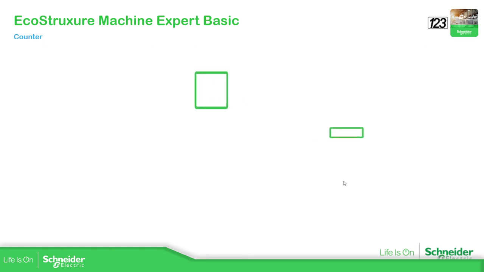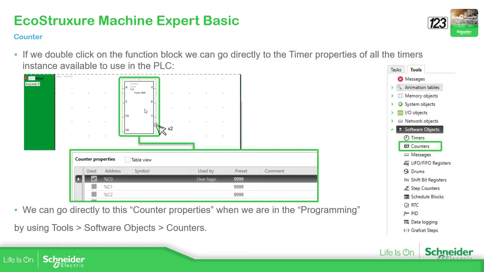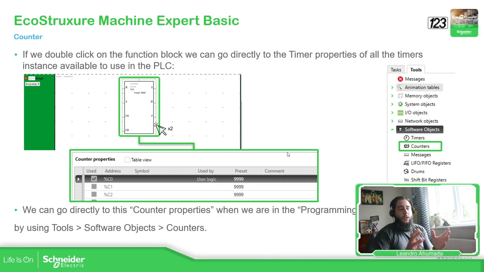So let's continue with this. When we double click on the function block, the counter properties will appear at the bottom, where all the counter instances are located. And here you can see that you can define your own preset. Another way is to go to the tools and access the counters that we have. This is important because we can predefine the value of the preset as a static value, but we also have the possibility to link a %MW variable to write and change the preset value that we want.